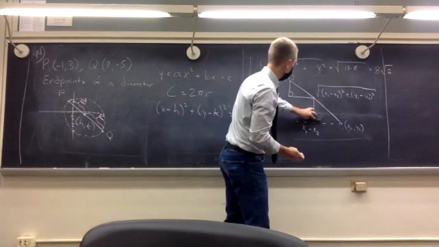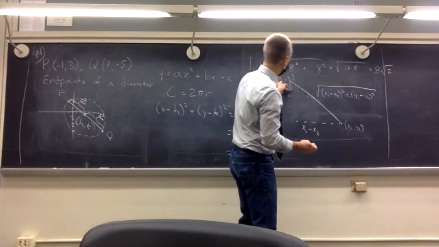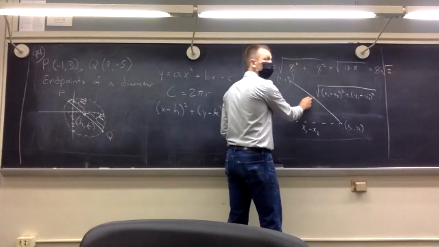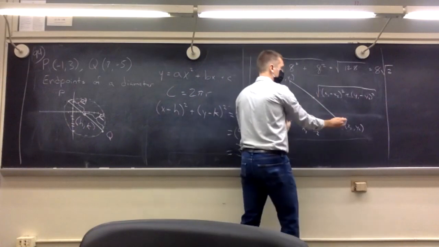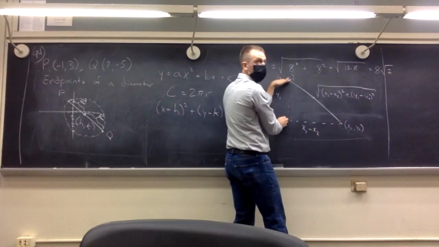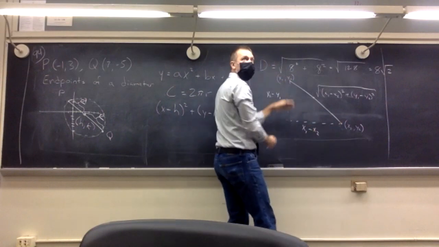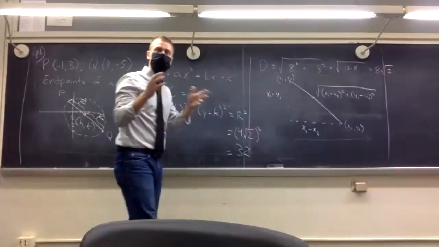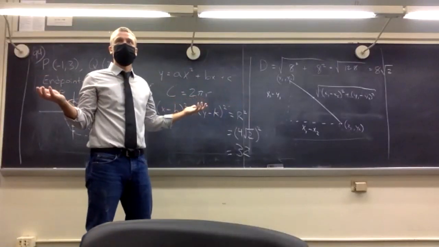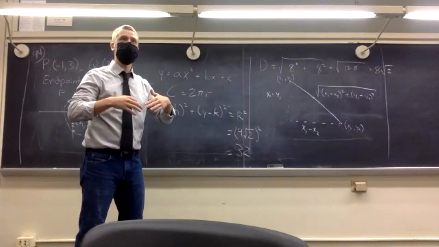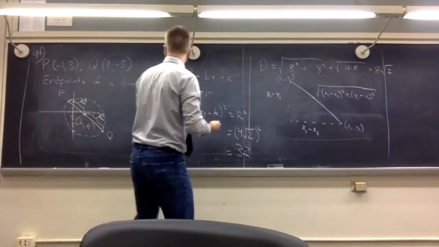But computationally, it boils down to the center of the diameter being at the middle of these x coordinates and at the middle of these y coordinates. How do you find the exact middle of two numbers? The average of them: you add them and divide by 2. That's it. Here we go.